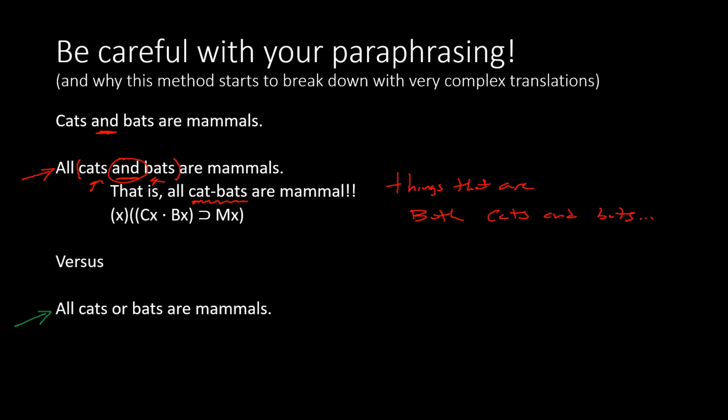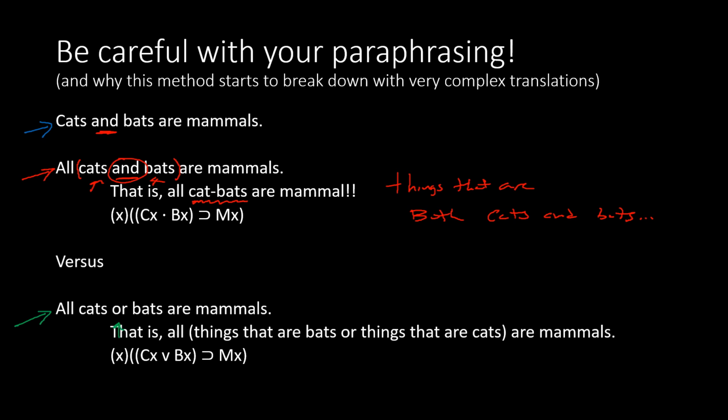Now, not only is there not such a thing as a cat bat, but that's also a much more restrictive sentence than the one that we are really trying to express here in the original. We're just trying to say that cats are mammals and bats are mammals, not that things that are both cats and bats are mammals. And if we can process that through, that's why we see this is in fact a better paraphrase, where we're using a disjunction, where we're saying that all the things that are bats or the things that are cats, those things are mammals. In other words, this translation.